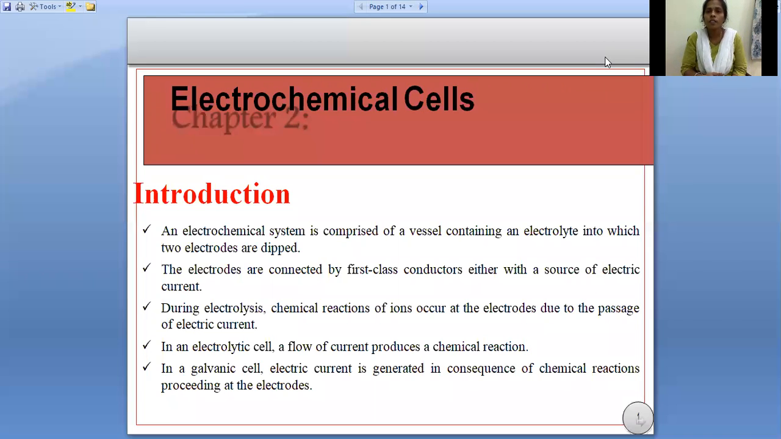Good morning, students. In the previous session, we have seen electrode potential, electromotive force, and electrochemical series. So just let us recall those three topics. After that, let us start today's session.